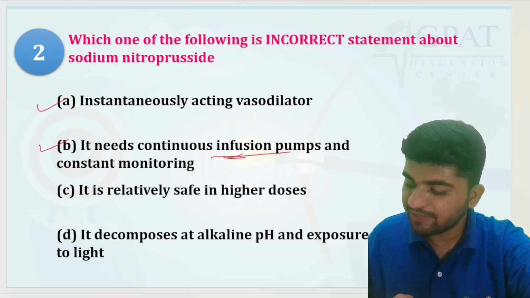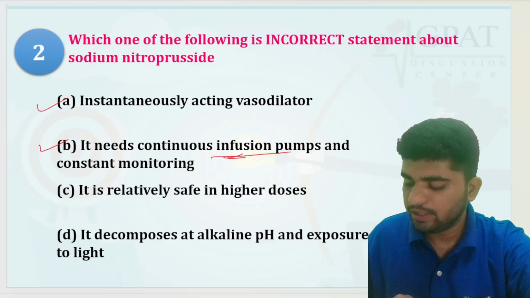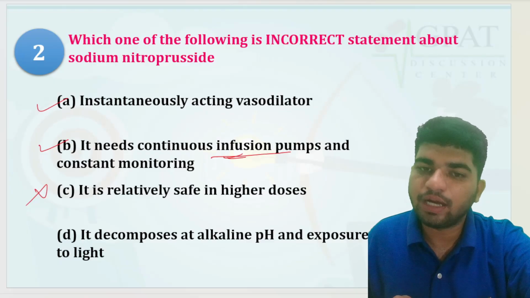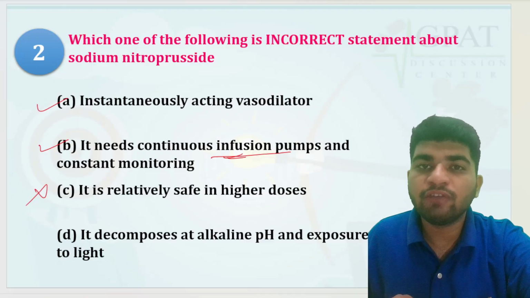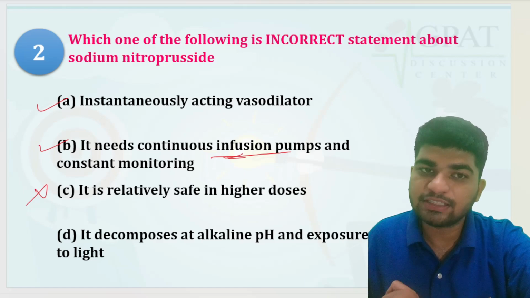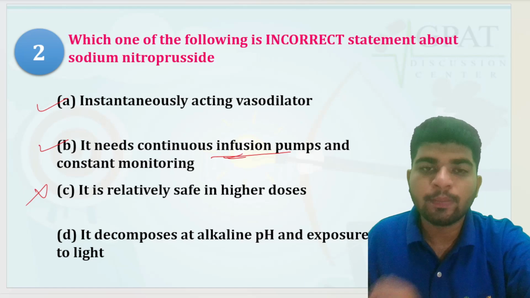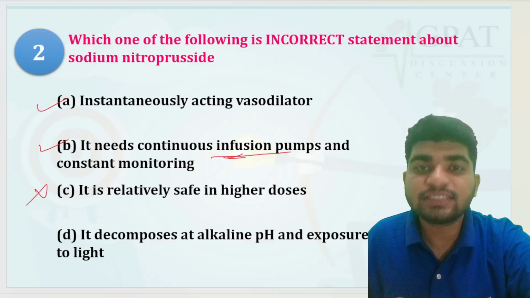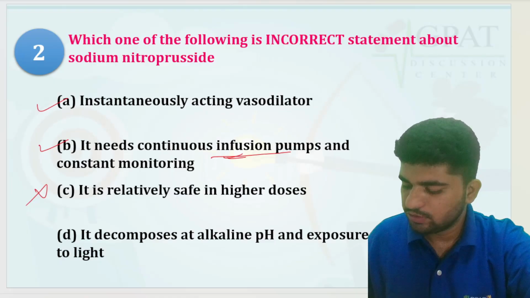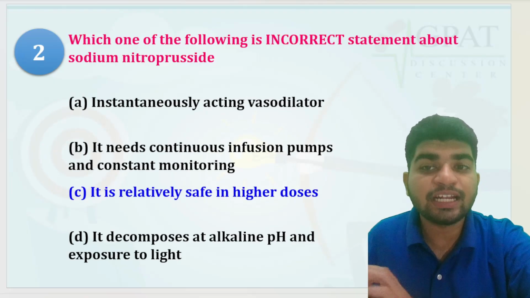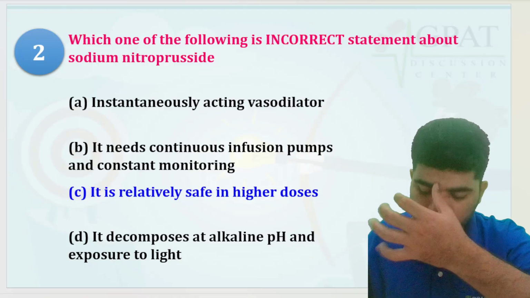It is relatively safe in higher doses. No, it is not safe because it may cause cyanide poisoning. Whenever you give a drug in higher doses, it may precipitate toxicity. Same is the case with sodium nitroprusside. When you give sodium nitroprusside in higher doses, it will not be a safe drug. So the incorrect statement for sodium nitroprusside is that it is relatively safe in higher doses.